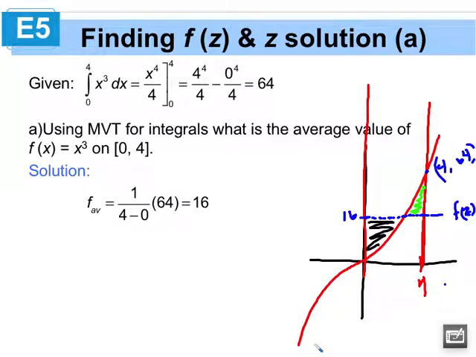Now what we want to do is work backwards to find that location, which will be z. So the question is, how do I find z? This function equals this.